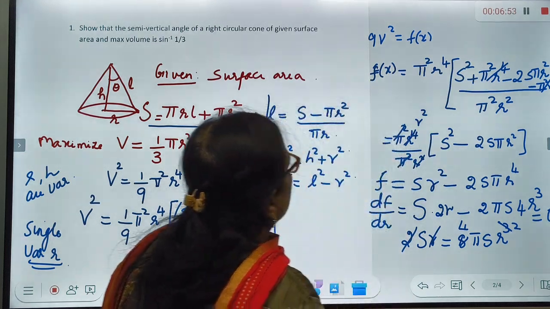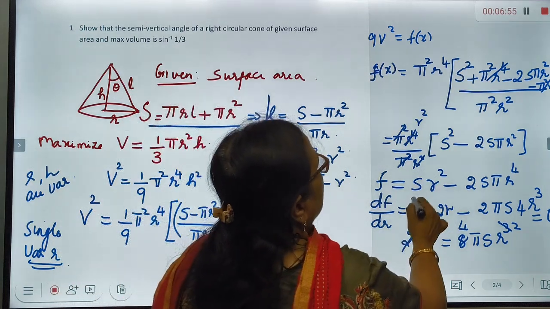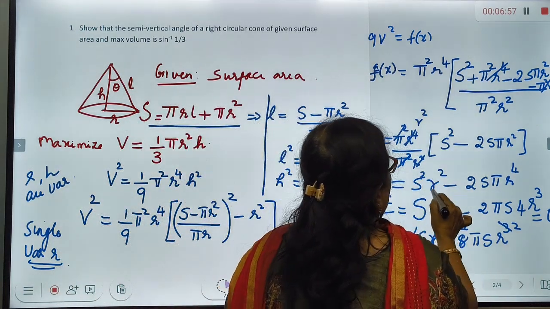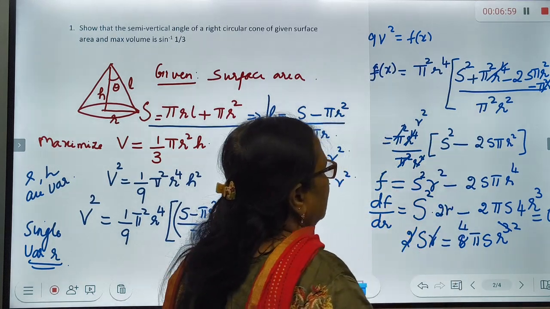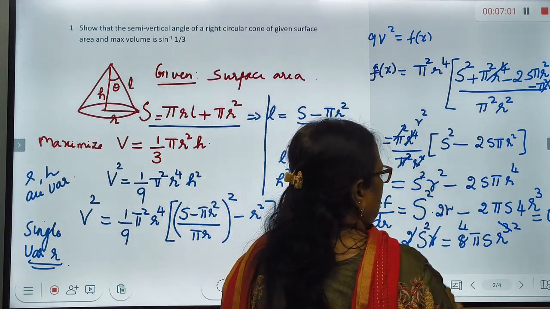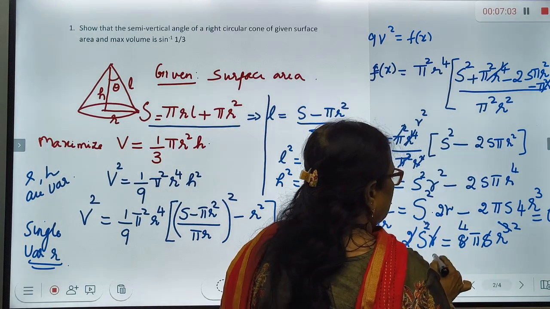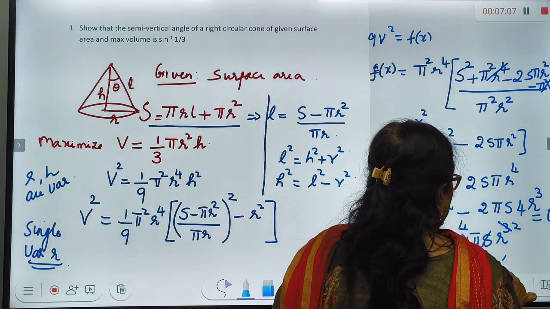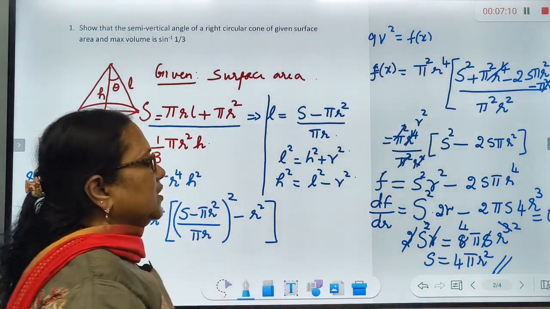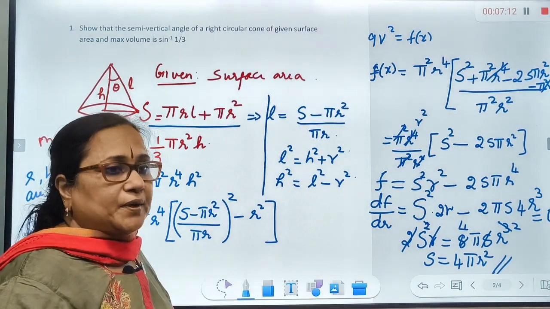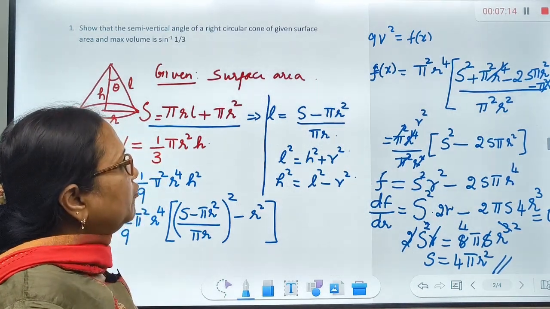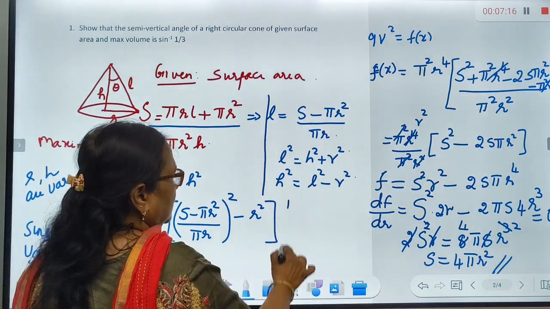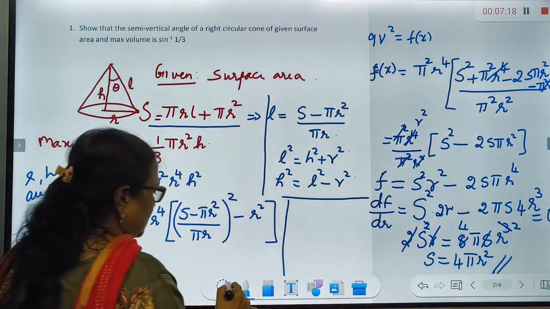Somewhere I have missed s square. So this will be s square into 2r. So 1 s gets cancelled, giving you s is equal to 4 pi r square. So the critical point is obtained when s is equal to 4 pi r square. Okay.